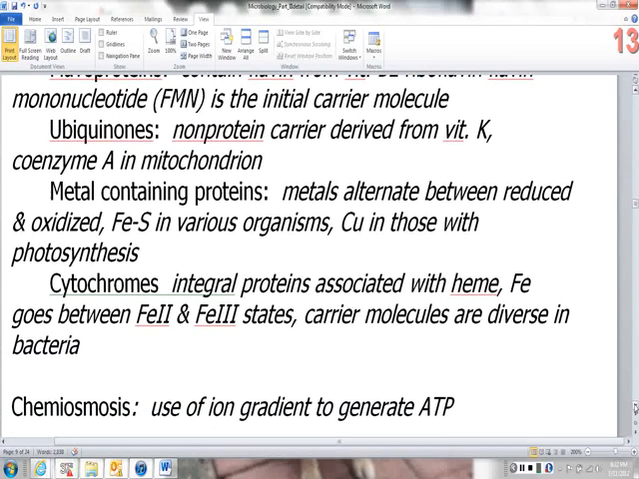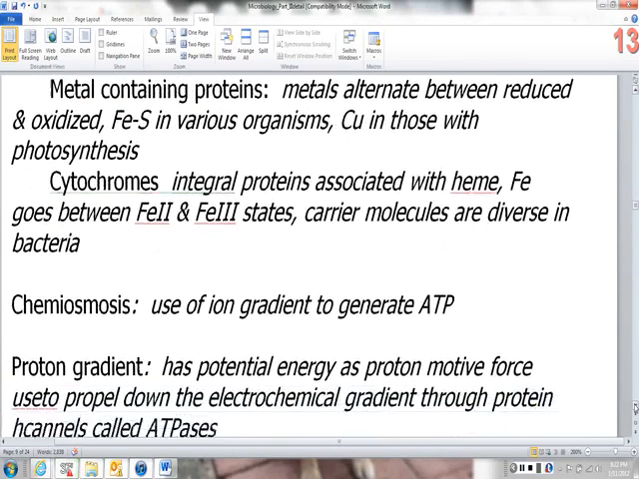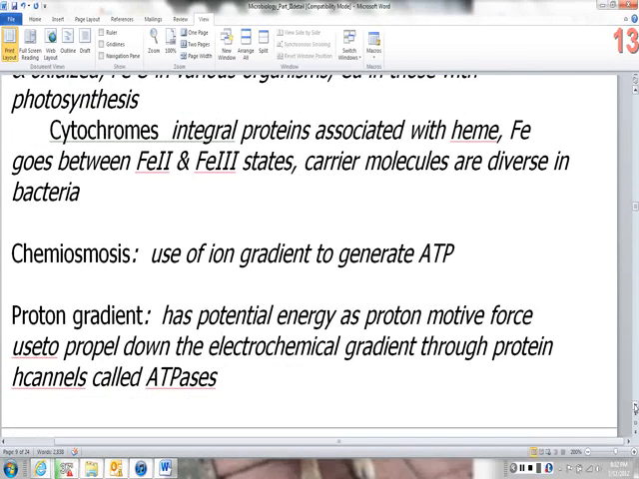The electron transport chain creates an ion gradient and uses chemiosmosis to generate ATP. With the protons moved to one side of the membrane, it has created potential energy we call the proton motive force. The cell uses the energy to propel protons down the electrochemical gradient through protein channels at the end called the ATPase.